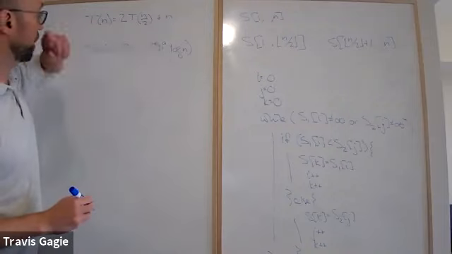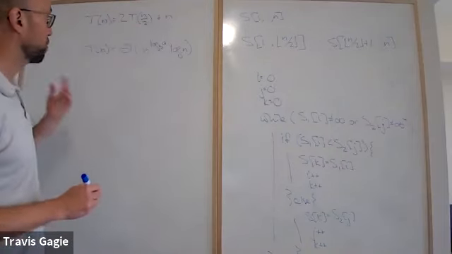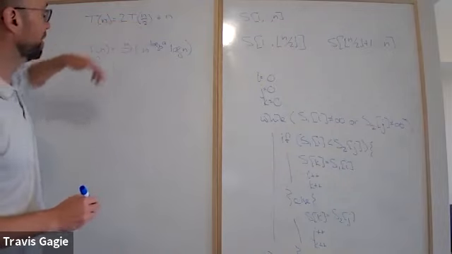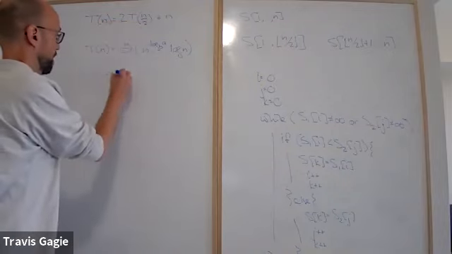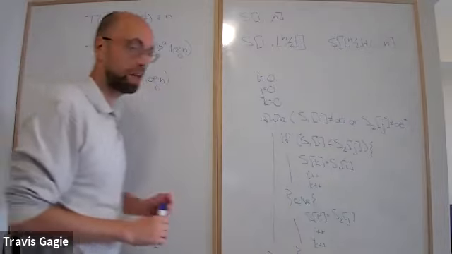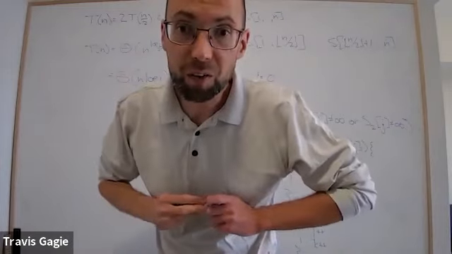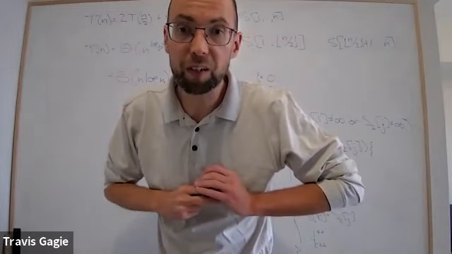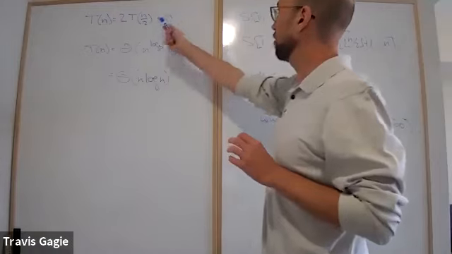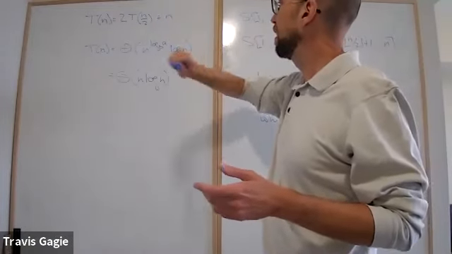Right? So this is just what is a, what is b. So this is 2, 2, and this is 1. So this is equal to theta n log n. Okay. So merge sort is n log n. We know that recurrence f of n is big.